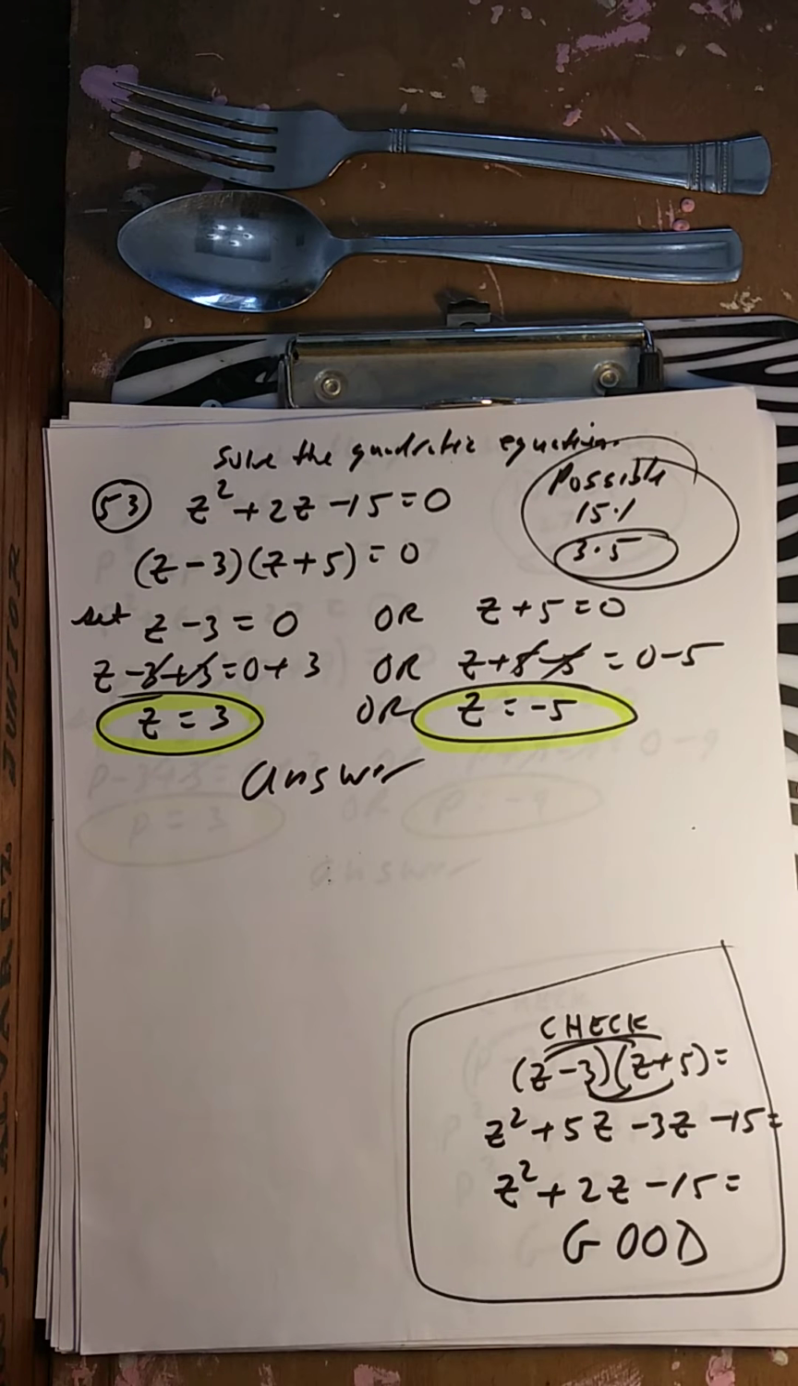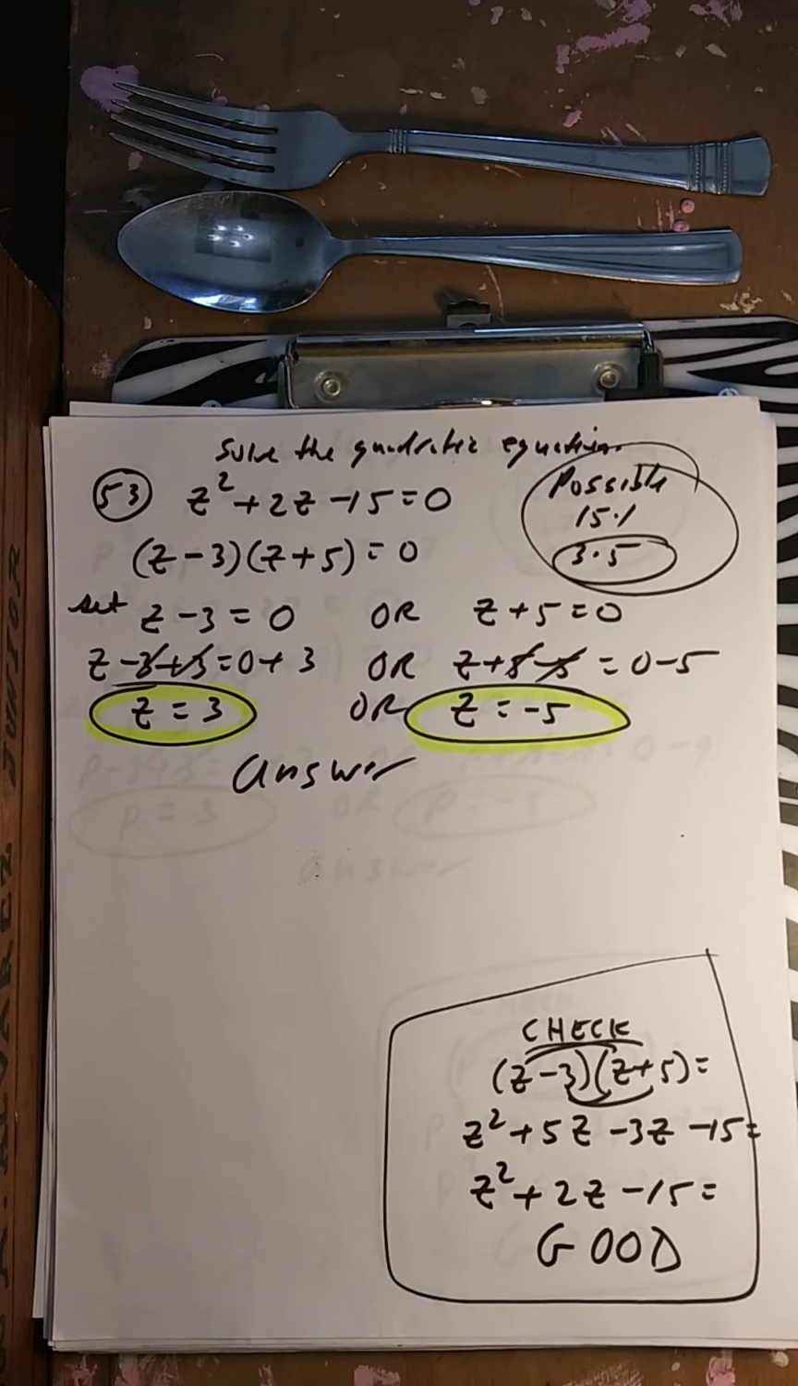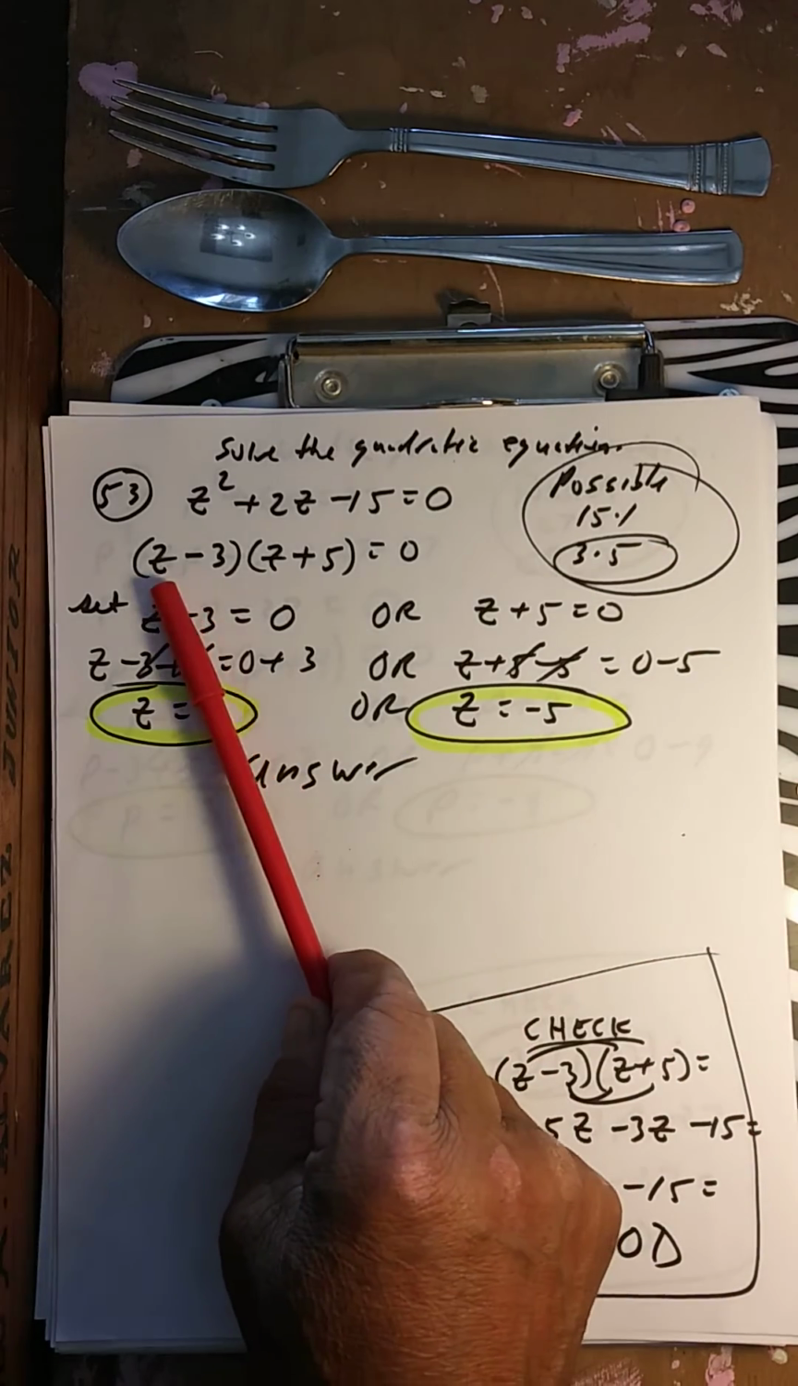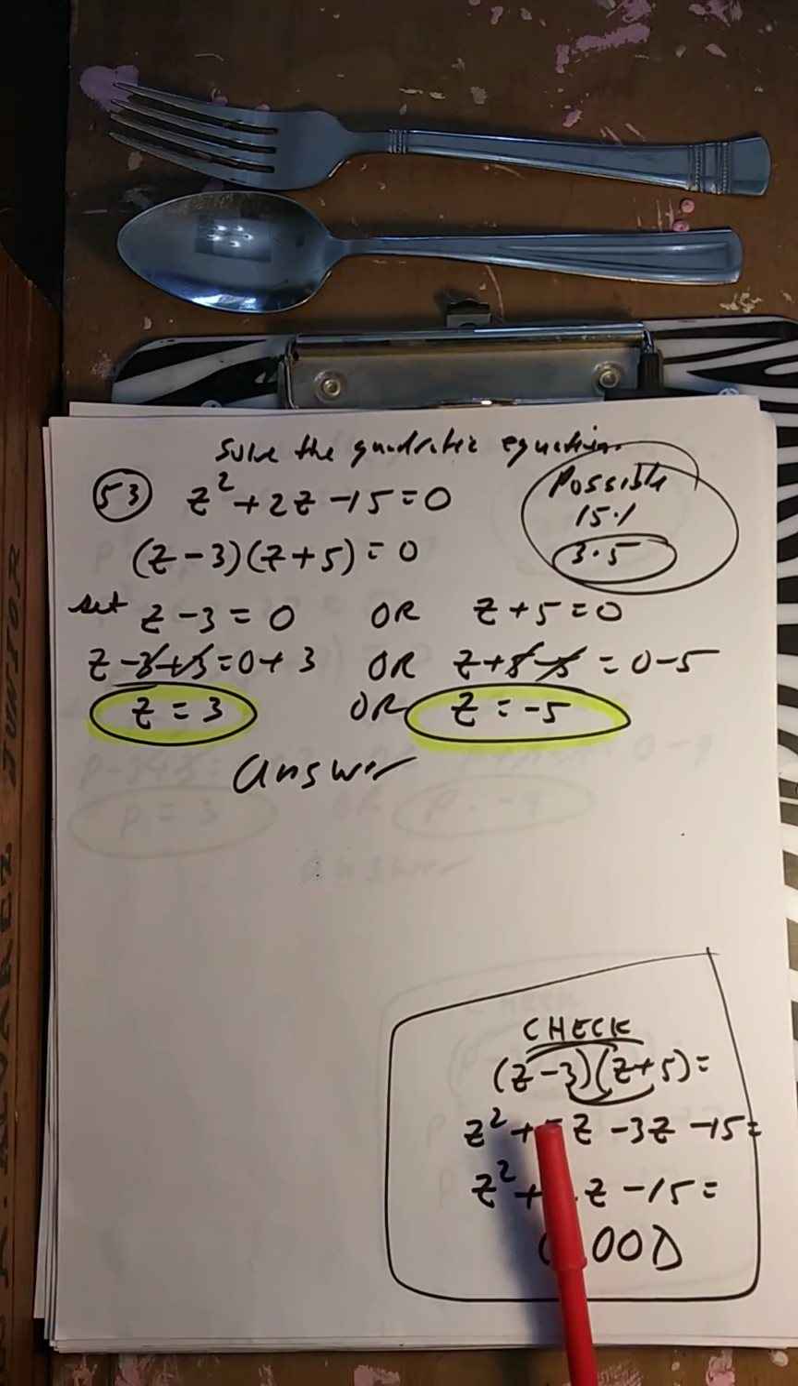This one. Let's solve this quadratic equation by factoring. So what I'm going to do is go ahead and look at the last number, 15. So 15 and 1, 3 and 5. And I'm going to guess 3, 5 is the one. And z minus 3, z plus 5. Let's check it over here. z minus 3, z plus 5.